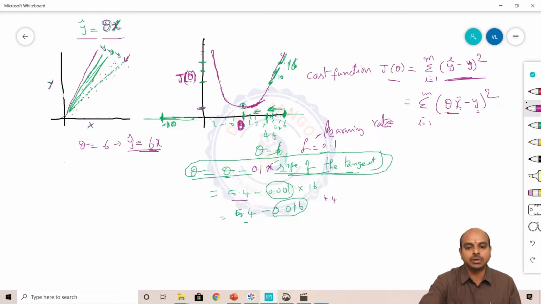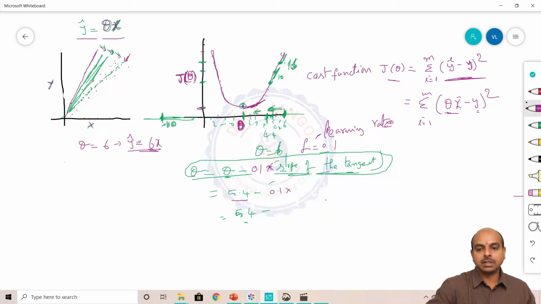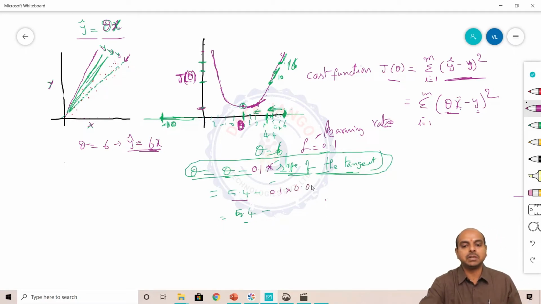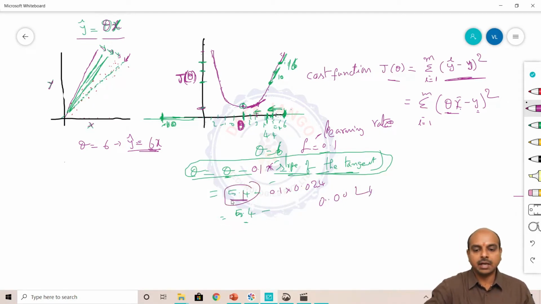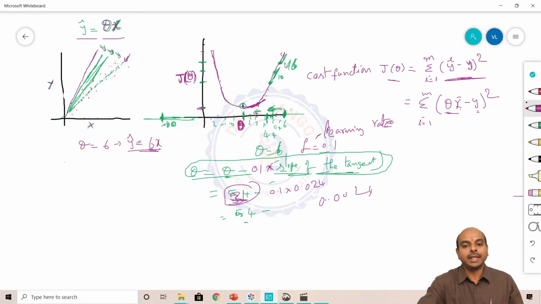So when the slope is close to zero, and alpha is already 0.1, your alpha is already small. 0.1 into the slope, which was 16 earlier. But when it reaches here, the slope is also going to be very close to zero, maybe 0.24 or something like that, so this becomes 0.0024. The number will not reduce much. Maybe it is 3 here, and 3 will not reduce much. So when the convergence happens, it will be faster till here, and from here till here it is going to be slow.